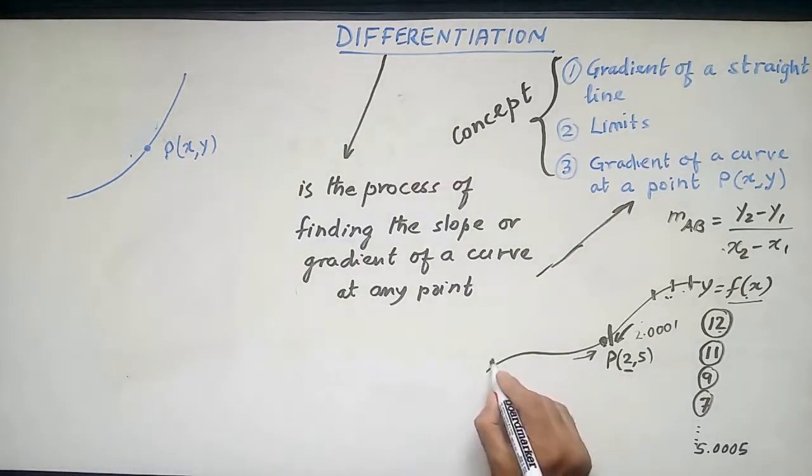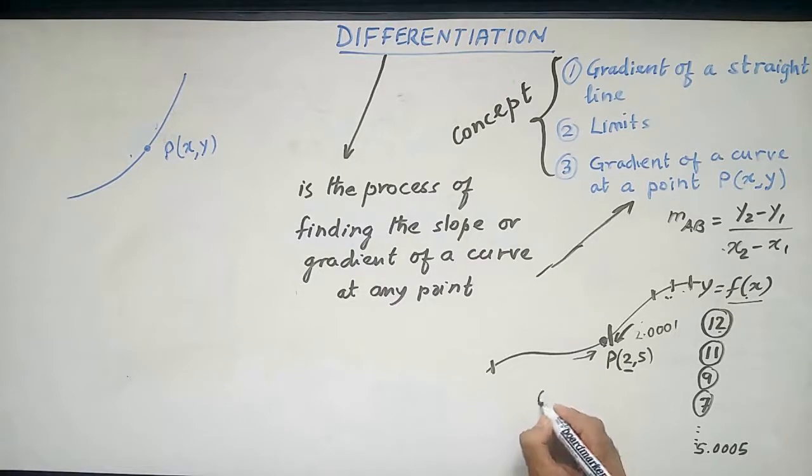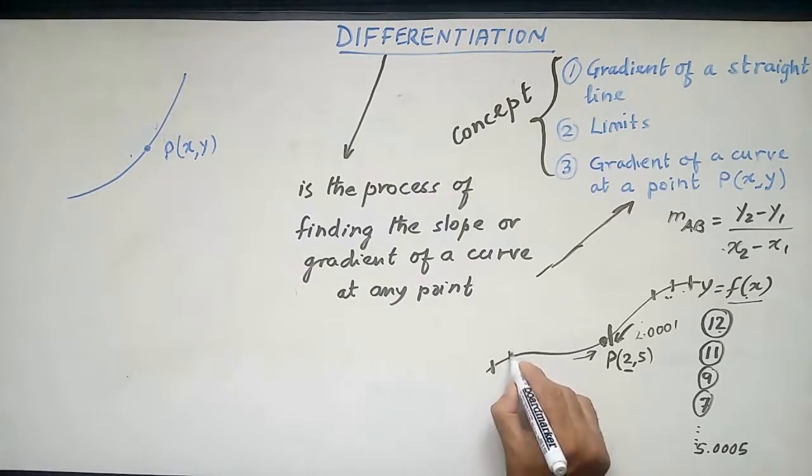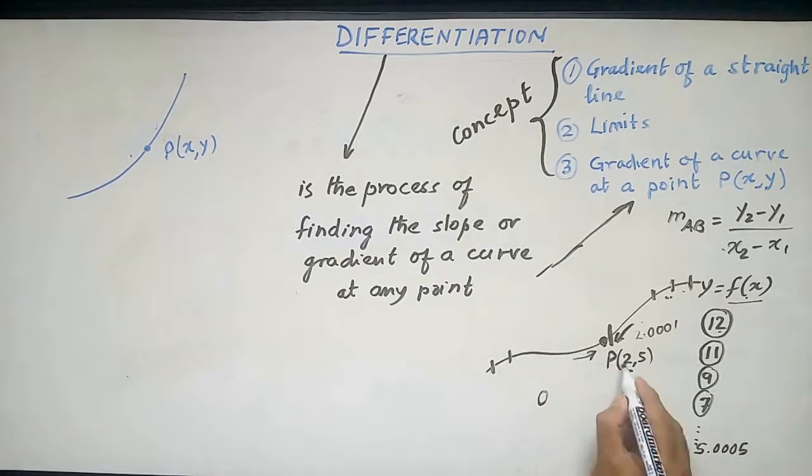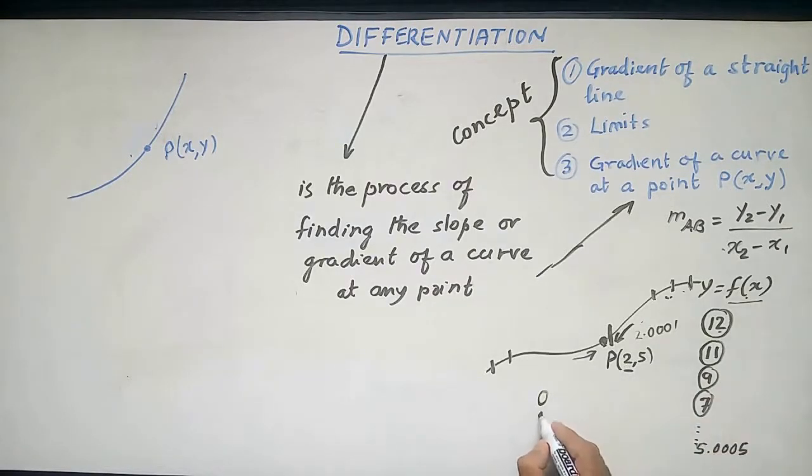Now, let's take another point which is to the left of the point, and find out the value of this function. So maybe it is at a point 0. Maybe we get the value 0 first of all. Then we take another point which is still closer to 2.